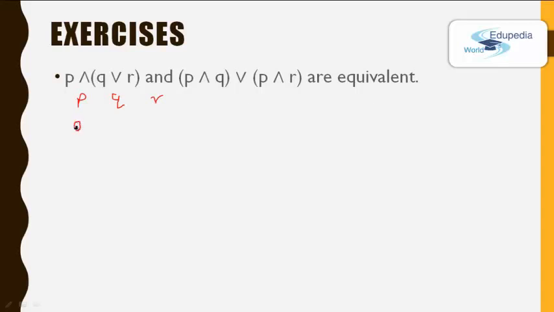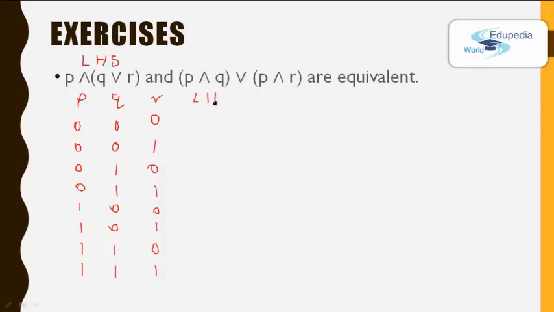The first half are zeros, the first 4 rows are zeros, and the second half of the rows are ones. And for the second column, the first 2 rows are zeros and the second 2 rows are ones, and the same goes with the second half. And for the third column, 0, 1, 0, 1, 0, 1 and 0, 1. Now let's take the left hand side expression. So this is the left hand side expression.